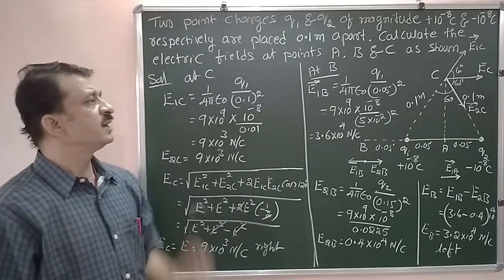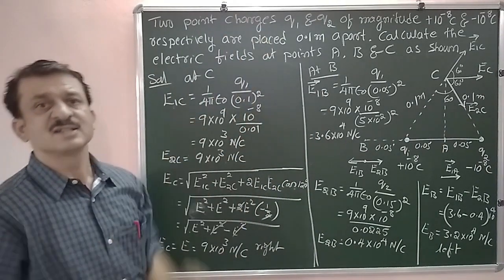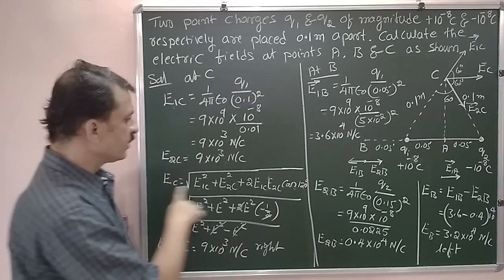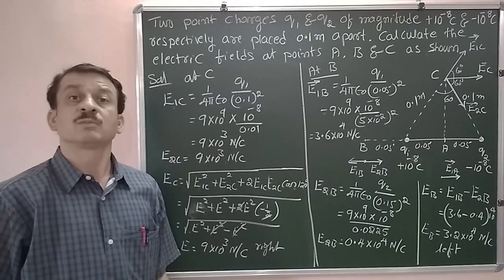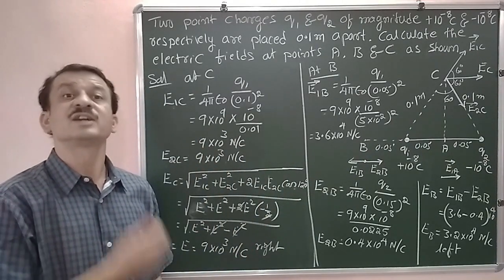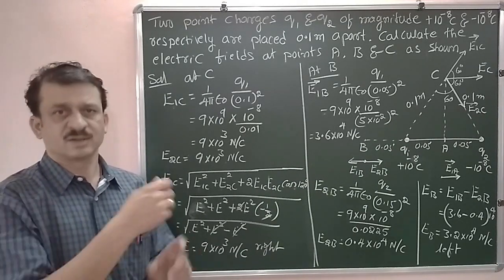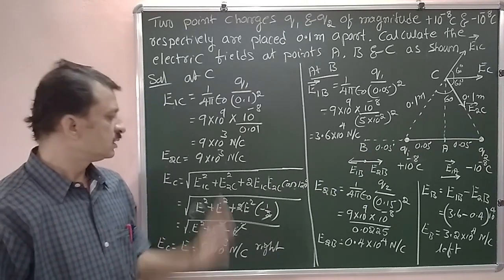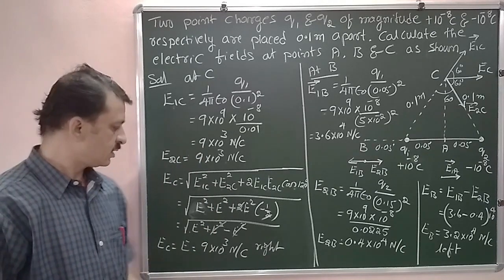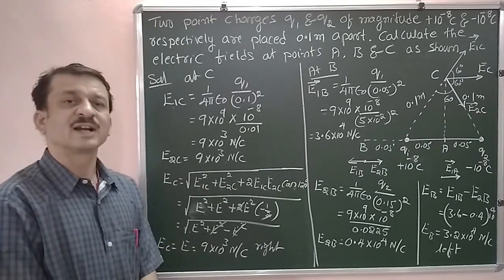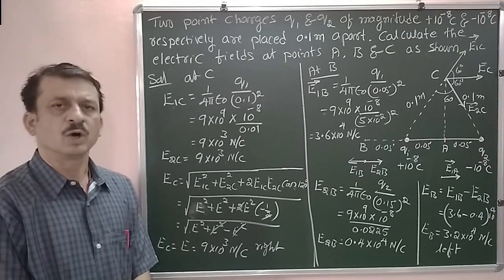At the point C, both are acting at different angles. For that, we make use of the parallelogram law of vector addition, the resultant of two vectors having an angle theta, which we have studied in first PUC. With that, we have worked out the electric field at three different points.